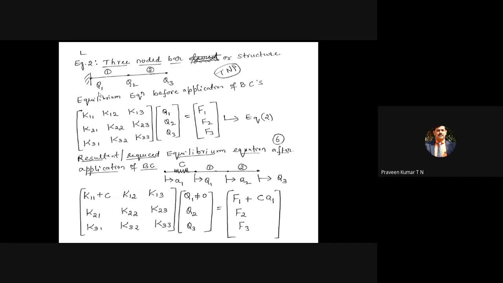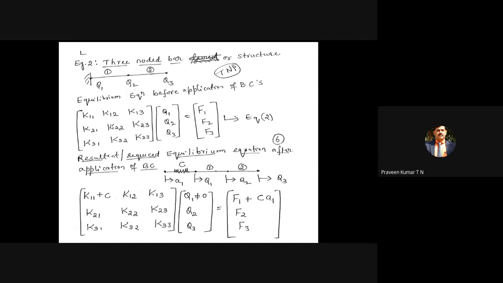So Q1 is not equal to 0. It has a small value. There may be 0.00001 mm. In such cases, how do we apply the penalty approach? As usual, you have to find out K1 for element 1, and similarly K2 for element 2.